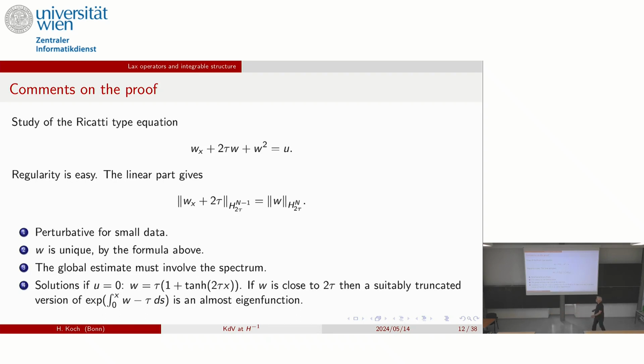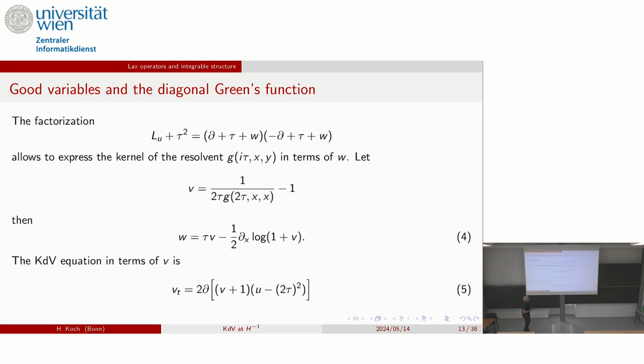and that is what is then related to the spectrum. So if you are in a non-trivial, minus 2 tau, so if W is close to minus 2 tau, then if you look at the relation to the Jost function, you look at the Jost function truncated and see that it has some bump, and that gets close to an eigenfunction. That's how the spectrum comes in.